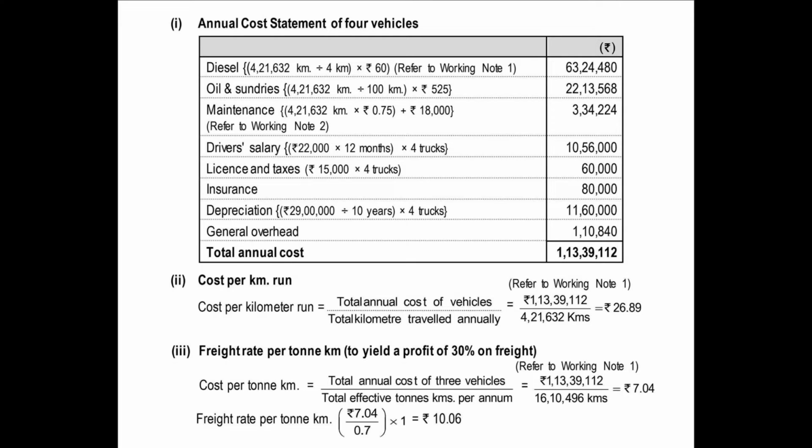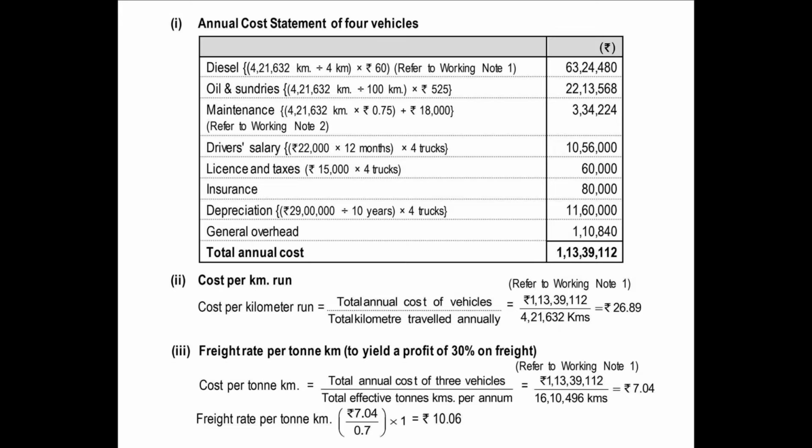Then sundries, oil and sundries. Already we have discussed number of kilometers; the same kilometers should be taken. That means 4,21,632 kilometers should be taken. In the problem it is specifically given as 525 per 100 kilometers. So 4,21,632 should be divided by 100 kilometers. Then the resulting figure, 4,216 kilometers into 525. Go to the outer column and update 22,13,568.